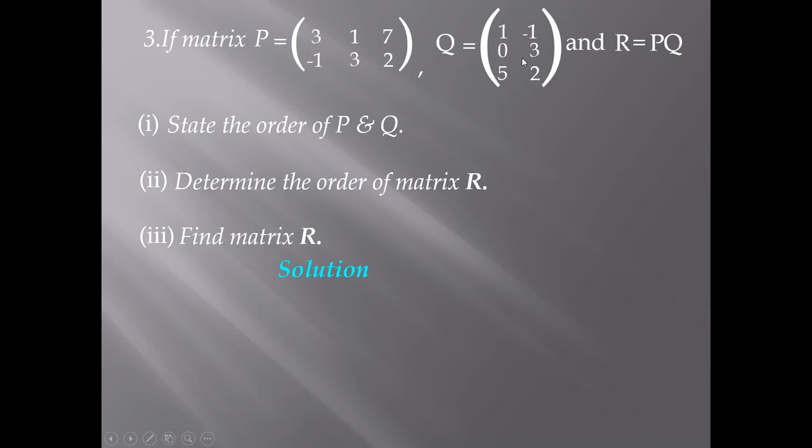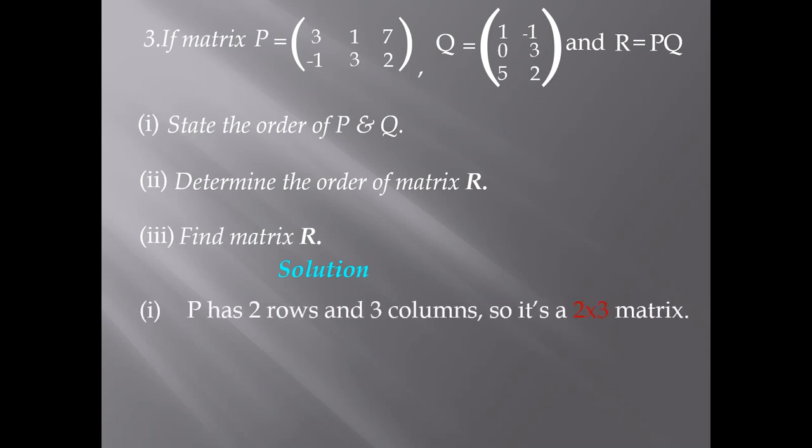First column, second column, meaning that Q is a 3 by 2 matrix. We can check that. Matrix P has 2 rows and 3 columns. I mentioned that these are the rows: first row, second row. Columns: first column, second column, third column. So this one is a 2 by 3 matrix.